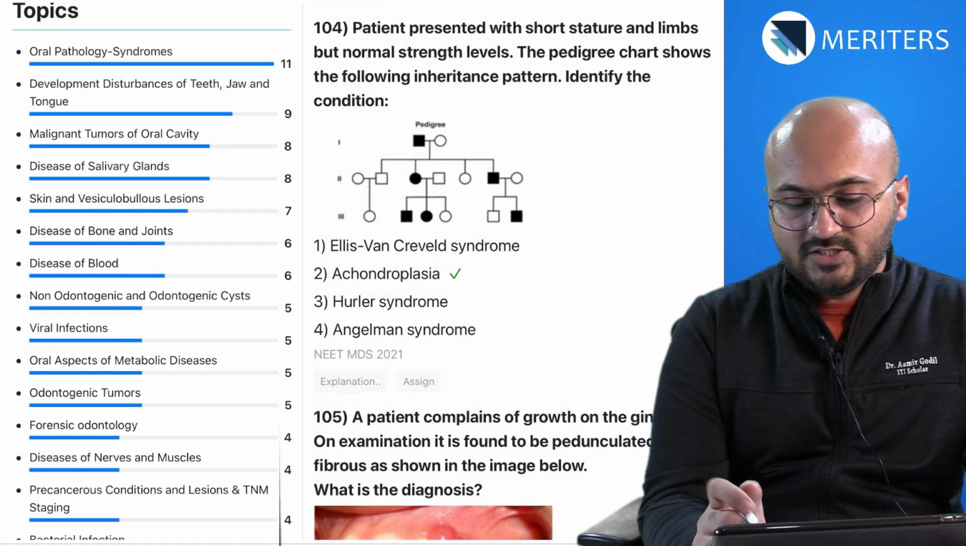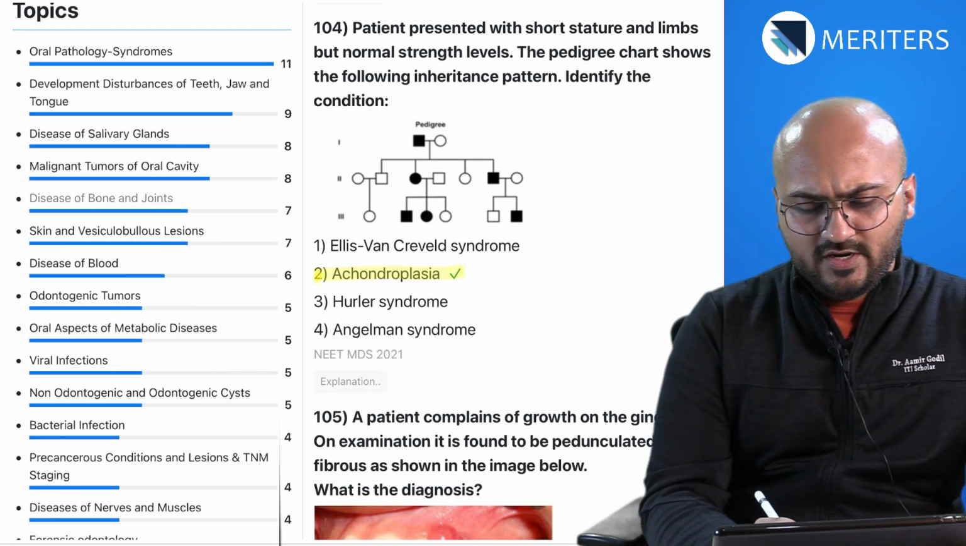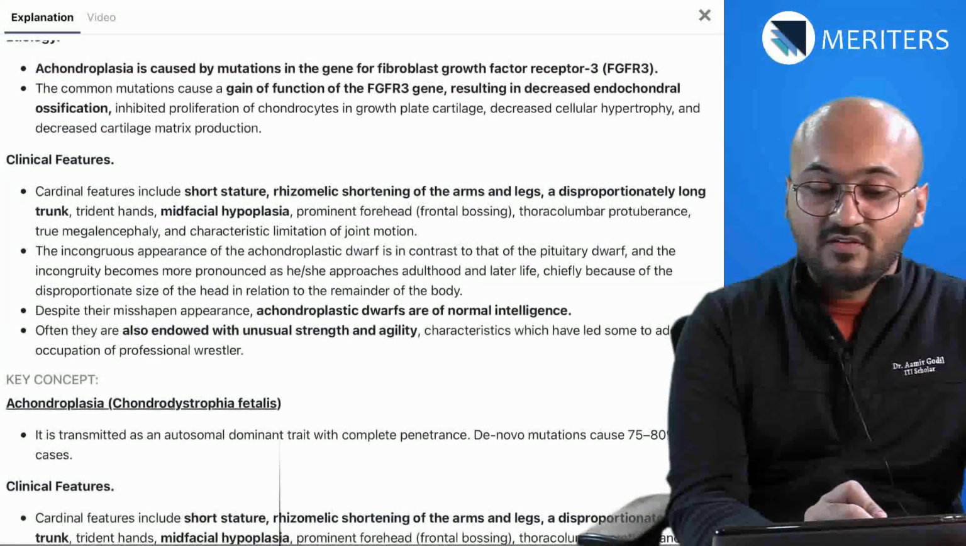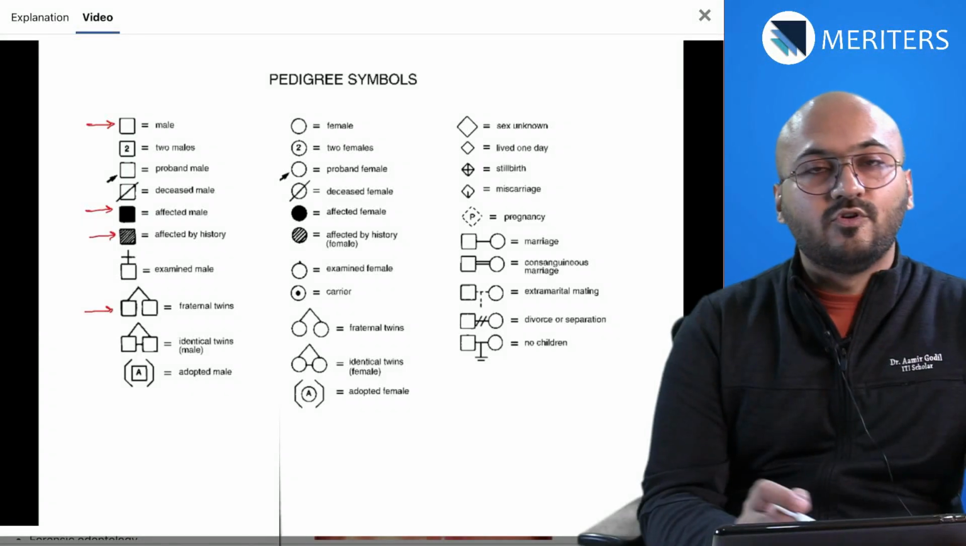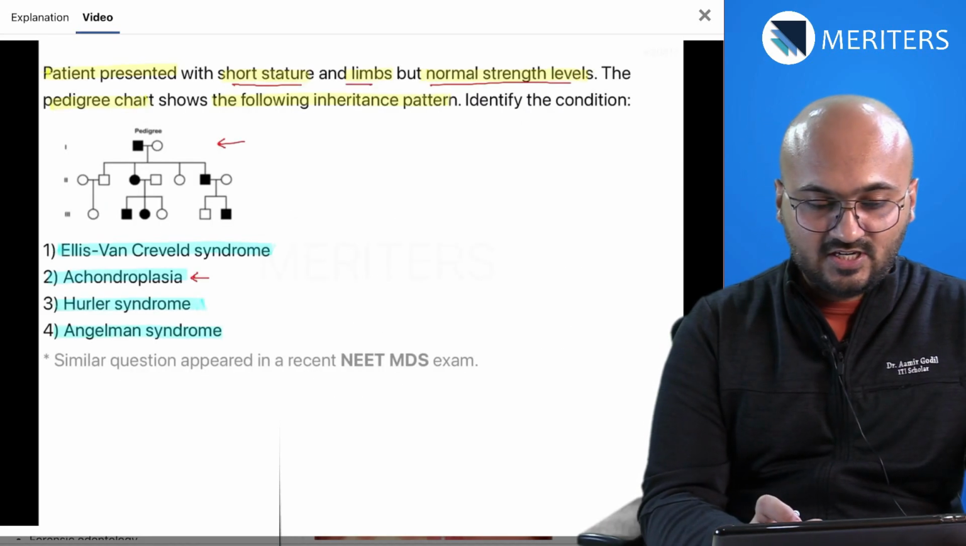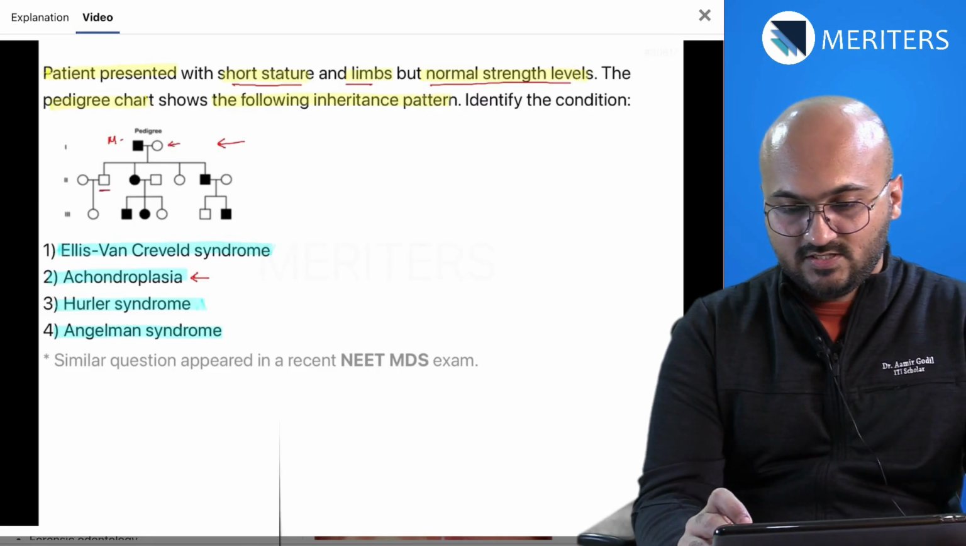Right, then we have a pedigree chart for achondroplasia. A lot of students find it difficult to understand pedigree charts. Look at the explanation, understand how it is explained in the video. For example, in this particular video, all features of pedigree charts are explained. So you can definitely watch this video and understand pedigree charts.